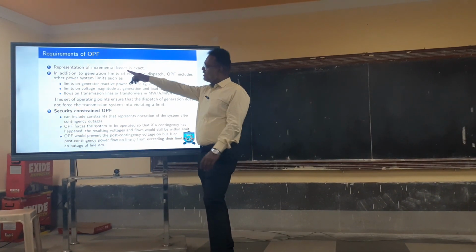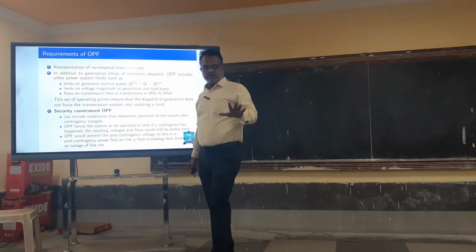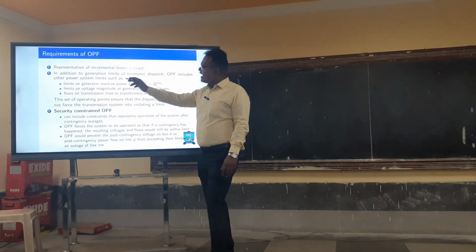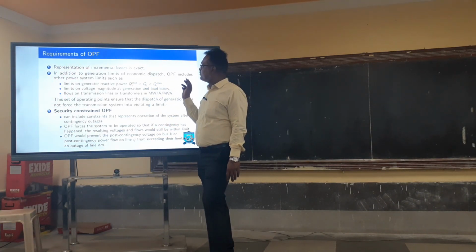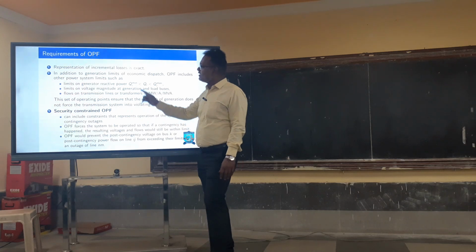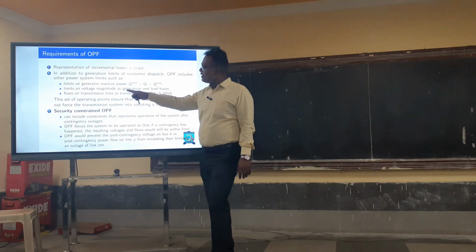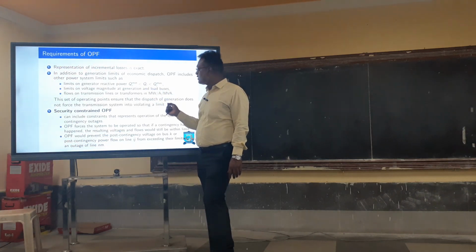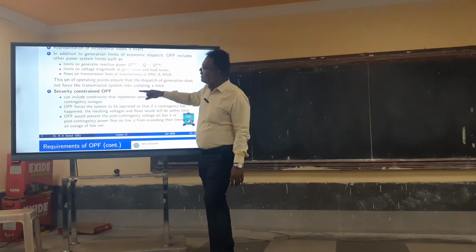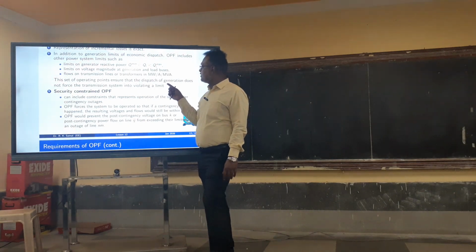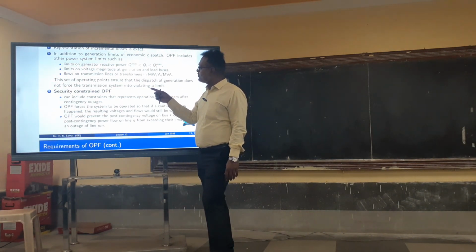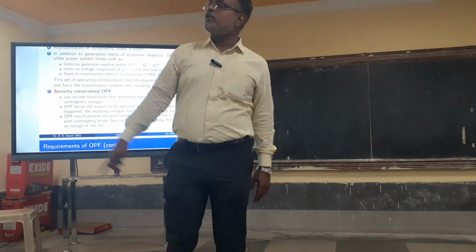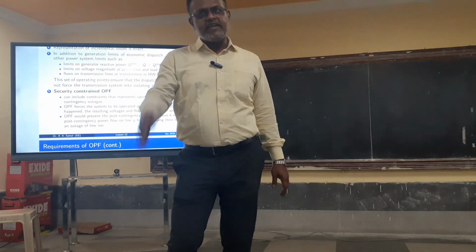Representation of incremental losses is exact because it is obtained from the load. It's exact, not approximate. Okay. In addition to generation limits of economic dispatch, OPF includes other power system limits such as limits on reactive power, limits on voltage magnitude, flows on the transmission line, MVA, megawatt or MVA. Okay. This set of operating points ensures that the dispatch of generation does not force the transmission system into violating a limit. So OPF ensures that the transmission system is not violating limits.